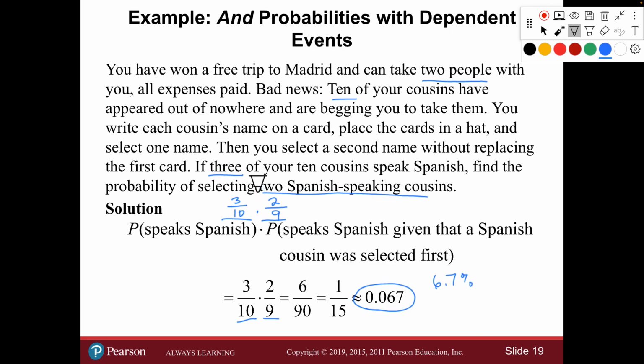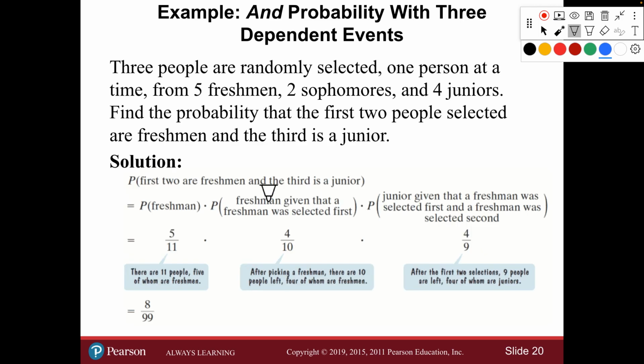Again, I would increase the probabilities by getting rid of the 7 who don't and only selecting from the 3 that do. But this is a math book. They don't always come back with the best solutions for reality. Okay, here's another one.